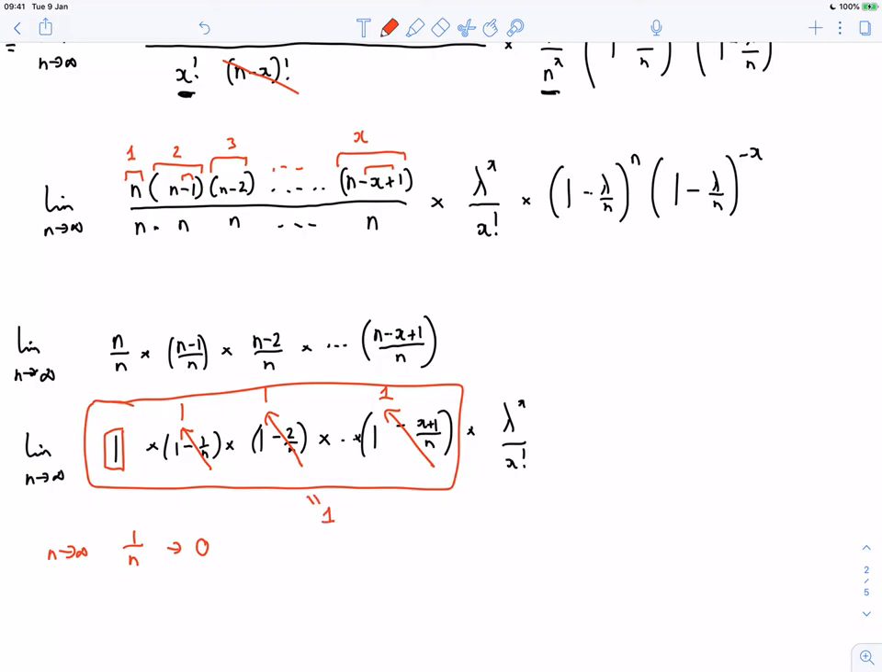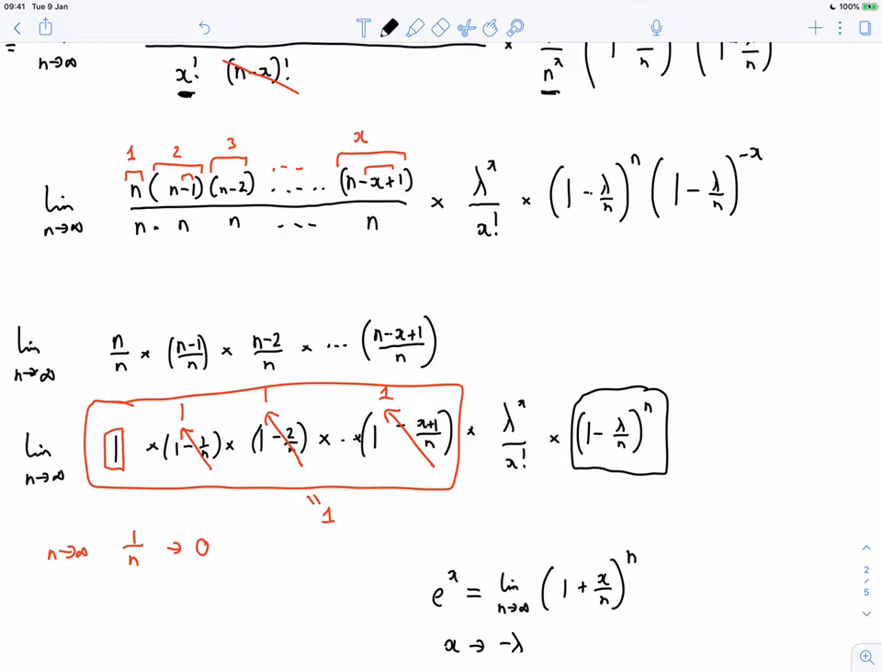Okay. Next term. I've got 1 minus lambda over n to the power of n. What does this thing become when n goes to infinity? And for the smarter ones out there, especially those who went through the central limit theorem and various other videos, I said that e to the x is the limit as n tends to infinity of 1 plus x over n to the power n. So what do you think that's going to become? Well, x has clearly been replaced with minus lambda here. So this whole thing is just going to become e to the minus lambda.